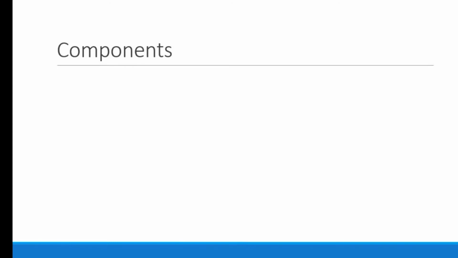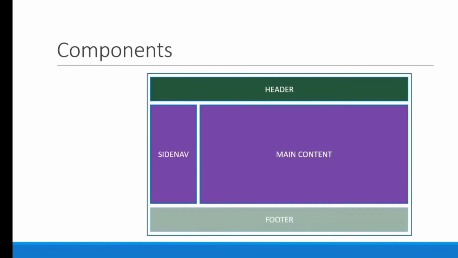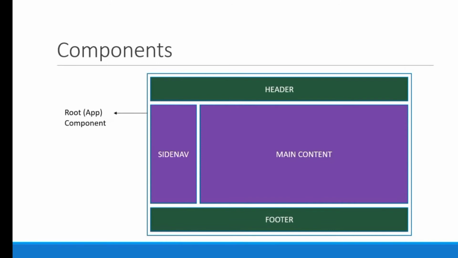React components represent a user interface. Going back to the example from the earlier video, you can say that our application has five components: one for the header, one for the side navigation, one for the main content, and one for the footer. And finally, one component to contain every other component.